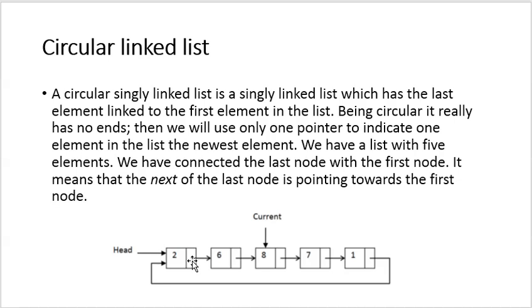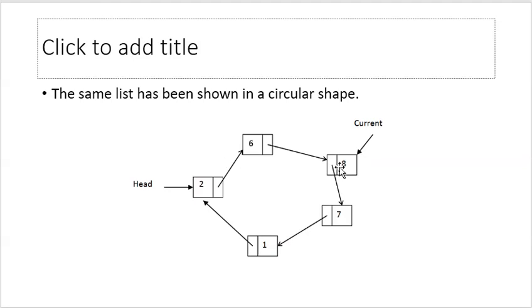Then we will use only one pointer to indicate one element in the list, the newest element. We have a list with 5 elements. We have connected the last node with the first node. It means that the next of the last node is pointing towards the first. Its diagram can also be shown in a circular way, where the last node is pointing again to the head.